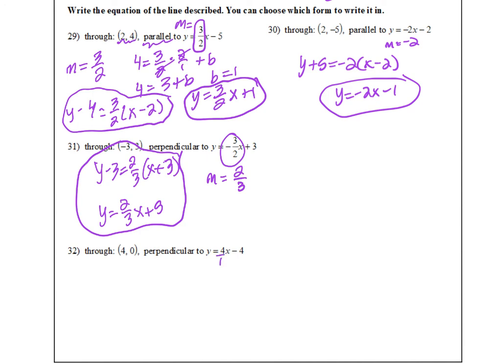Perpendicular to this one makes our slope be -1/4. So y minus 0 equals -1/4, and then x minus 4. Or it's not telling us the y-intercept here because that would mean that x is 0, not y. So this would be -1/4 x, and this would be a plus a 1. Those are 2 answers.